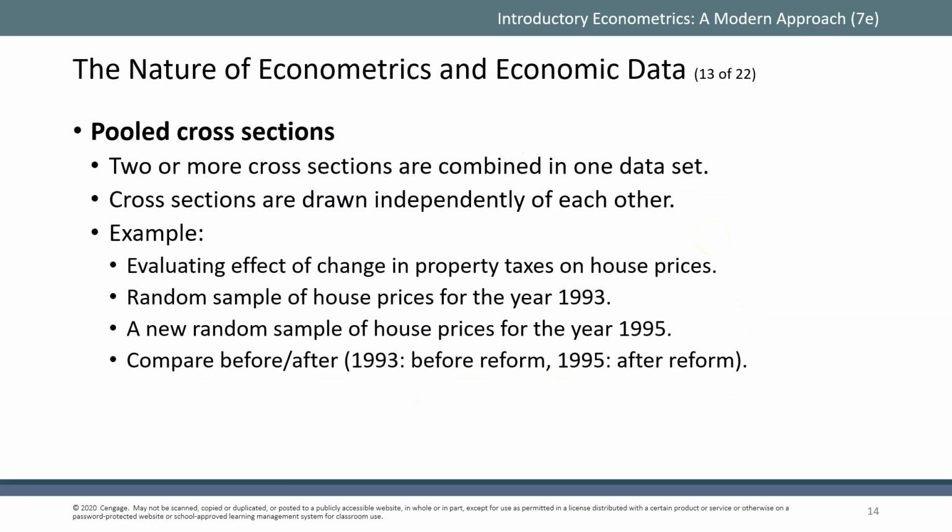Okay, so the third type of data is called pooled cross-section. So here what you do, there are 2 or more cross-sections. So N is multiple in this case. And what you are doing, you are combining that data into one data set. An example is, if you want to know the effect of change in property taxes on house prices, what you can do is you can look at the random sample of house prices in 1993, and then you pick another sample in 1995, but you do not follow the same houses in 1995 as you did in 1993. So these are different houses that you are observing in 1995, and then you combine that data set, and the resulting data set that you will get is called pooled cross-section data.